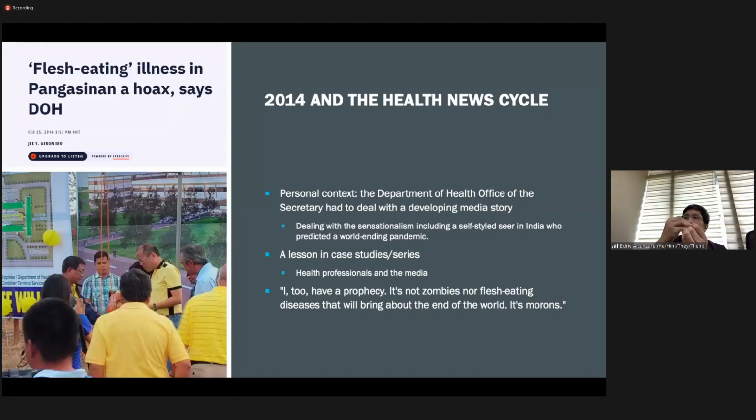to deal with the sensationalism, including self-styled seers who predicted a world-ending pandemic. And this was a lesson in descriptive studies, because this, in its own way, for non-health professionals, is their way of signaling to each other, oops, there's this mysterious disease happening here in Pangasinan. What do we know about it?